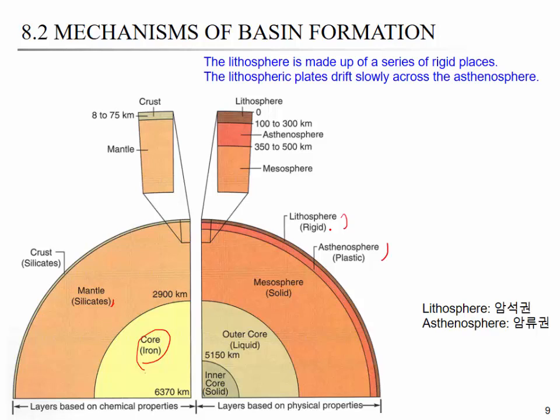So you look at the depths. The lithosphere is about 0 to 100 kilometers deep, the asthenosphere is up to 500 kilometers, and the mesosphere is here. When we say crust, depending on oceanic or continental, it can be about 8 kilometers thick, and the continental crust has a greater thickness. The lithosphere is made up of a series of rigid plates, and lithospheric plates drift slowly across the asthenosphere. The asthenosphere is the one that flows convectively.